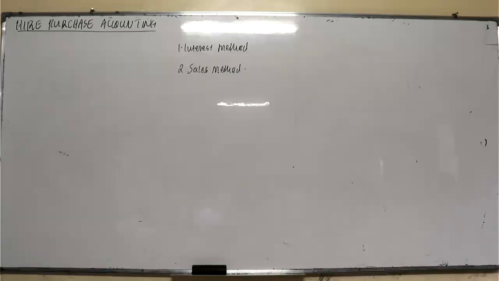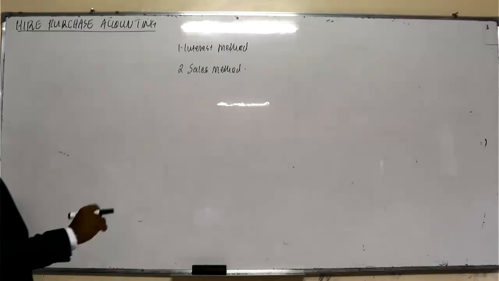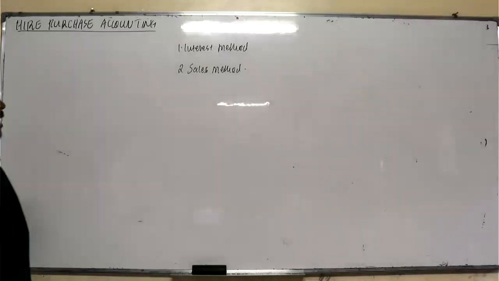Yeah, those are the two methods of accounting. In the interest method, you recognize the sales at cash price. Then for the interest element, you compute it separately. But in the sales method, you recognize the sales at hire purchase price. And in that case, you don't compute interest separately because it has already been included in the hire purchase price.